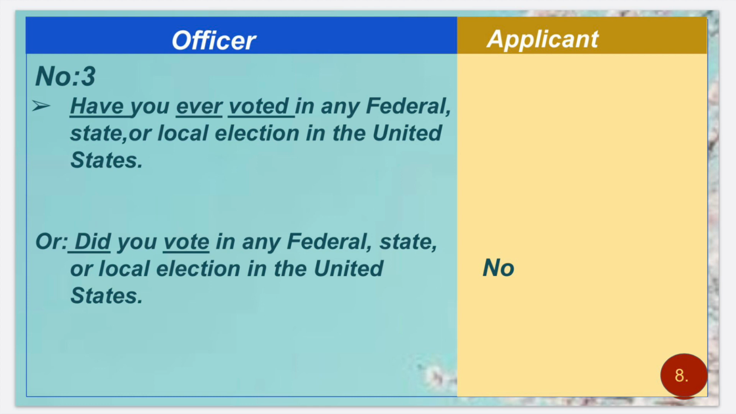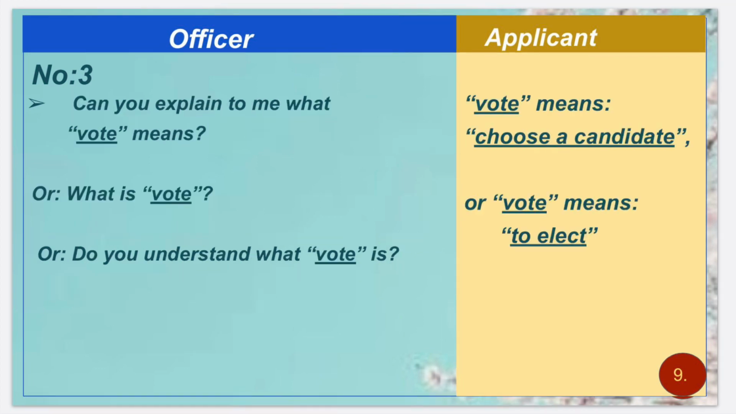Number 3. Have you ever voted in any federal, state, or local election in the United States? Did you vote in any federal, state, or local election in the United States? No. Can you explain to me what vote means? What is vote? Do you understand what vote is? Vote means to choose a candidate, or vote means to elect.